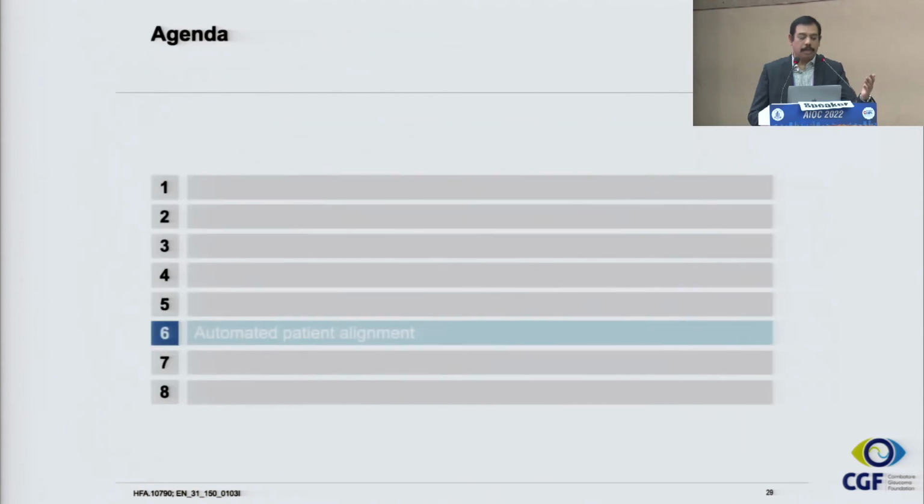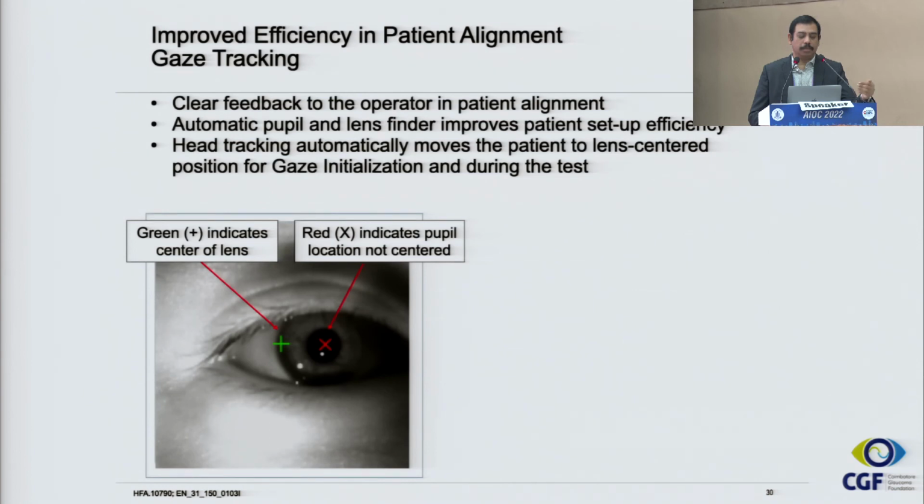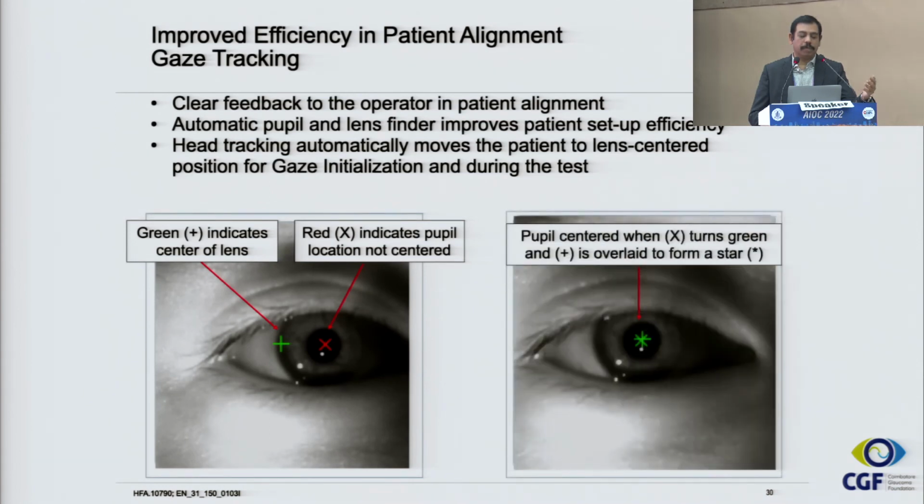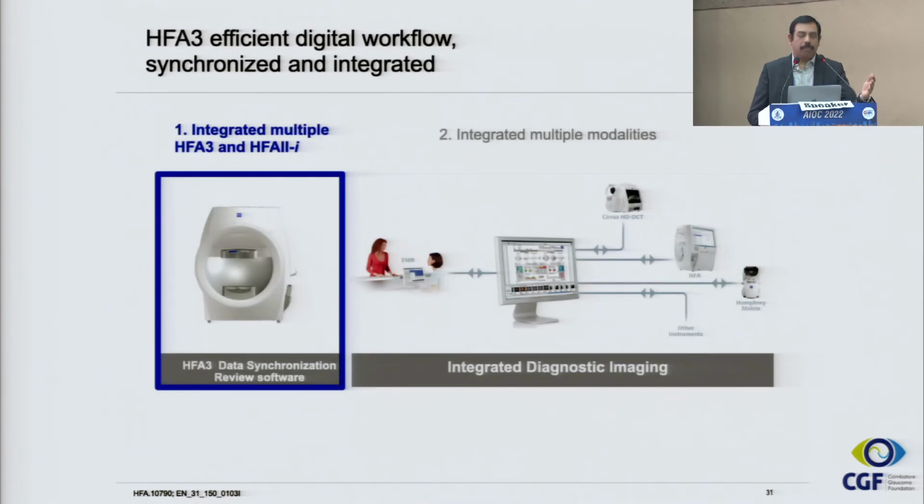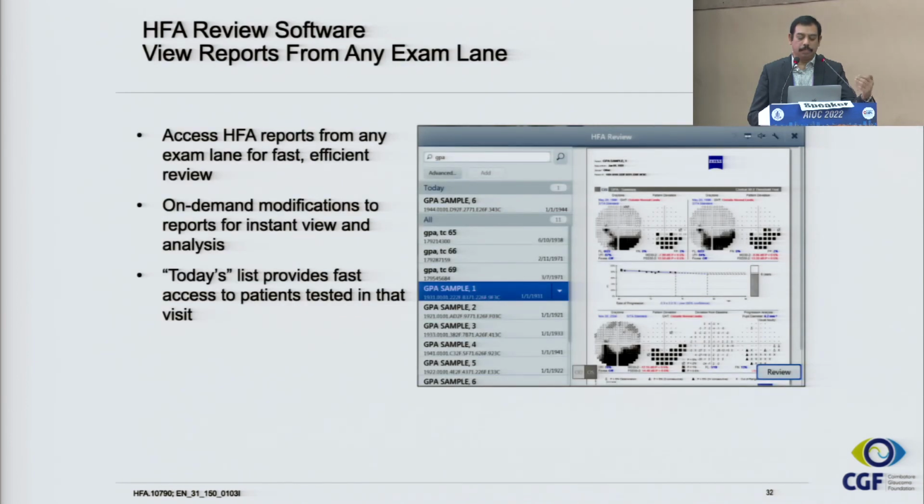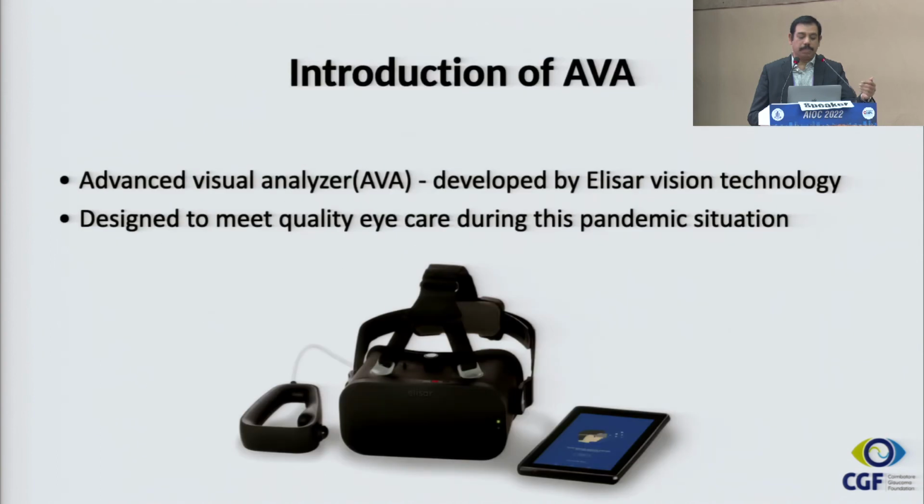So then in Octopus they have already given this automatic aligning software. I think the HFA has introduced it recently in their new machine. So you really don't have to keep changing the patient's head. So alignment is automatically done. And the review software, where you can sit in your clinic and see with the software itself. You don't have to take all the printouts to see how the patient is doing or how the progression analysis, everything can be seen on your desktop.